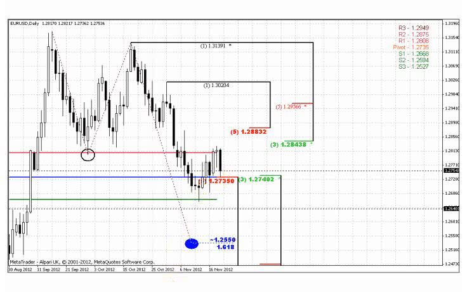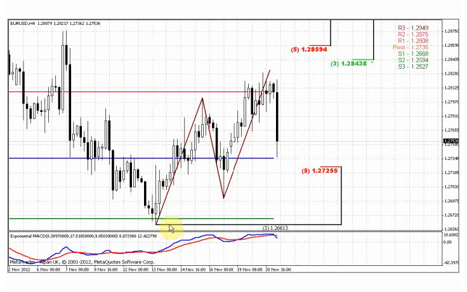So what do we see on the 4-hour time frame? On the 4-hour time frame, we see our yesterday's trading plan. As you can see, it works nicely.